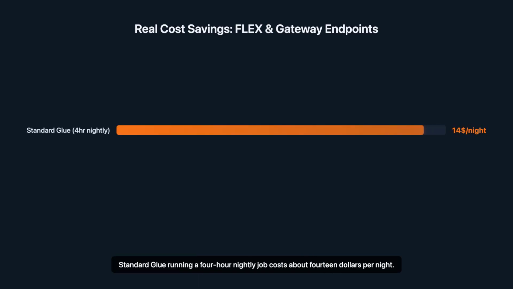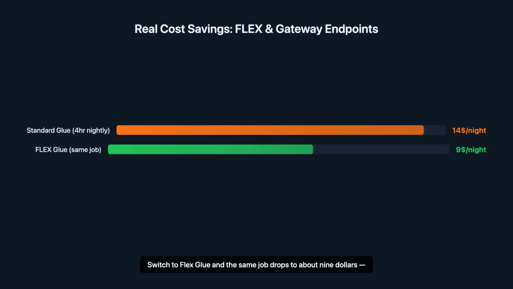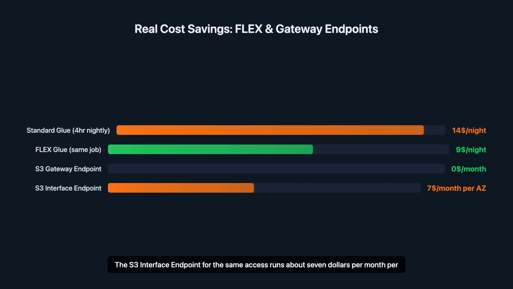Standard Glue running a 4-hour nightly job costs about $14 per night. Switch to Flex Glue and the same job drops to about $9 over a year. That's roughly $1,800 saved on a single workload. Now endpoints. The S3 gateway endpoint costs exactly $0 per month. The S3 interface endpoint for the same access runs about $7 per month per availability zone, and you typically need 1 per AZ. So Flex plus gateway endpoints together can shave thousands off a single team's Glue bill, which is exactly the kind of cost optimization scenario the exam loves.